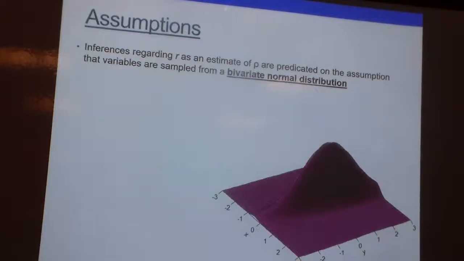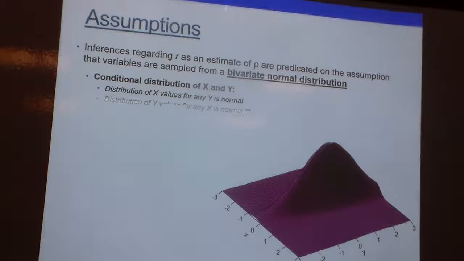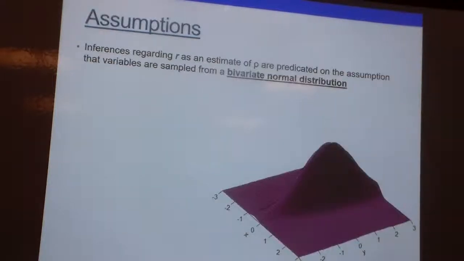All right. Assumptions. Did we work through this? No. Okay. Assumptions of our correlation. If we're going to draw inferences about our correlation coefficient as an estimation of the population association rho, we're assuming that the joint distribution of X and Y follows what we're going to call a bivariate normal distribution.